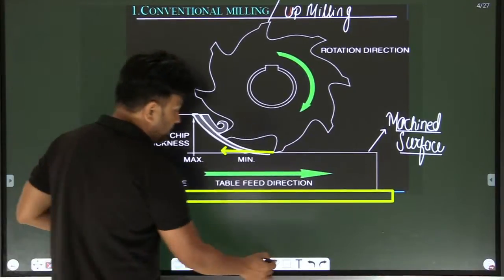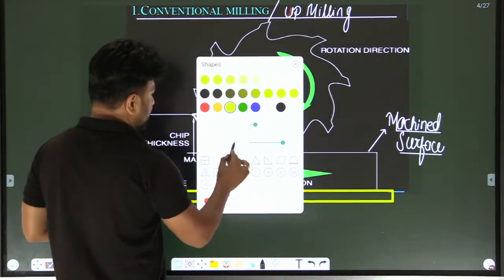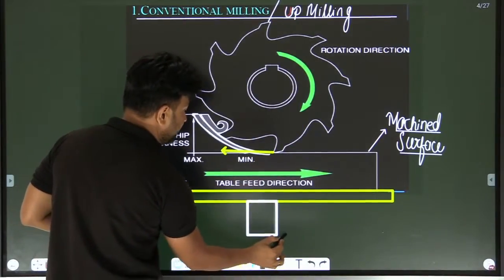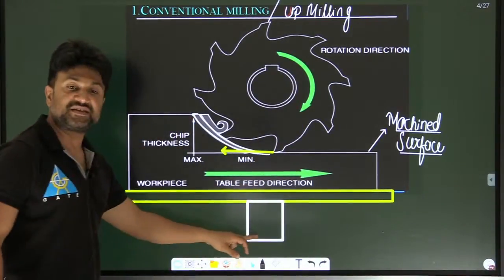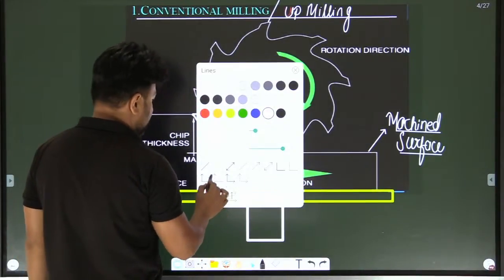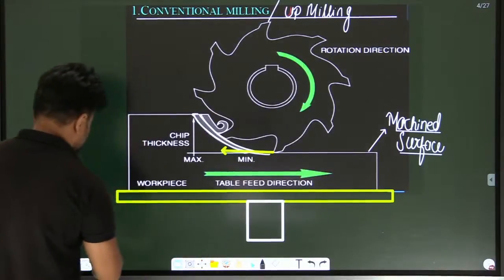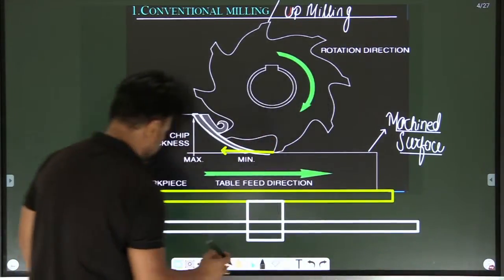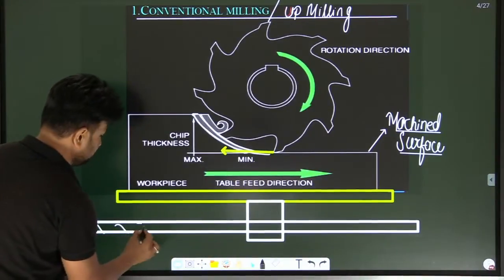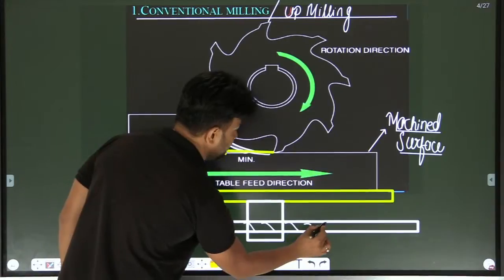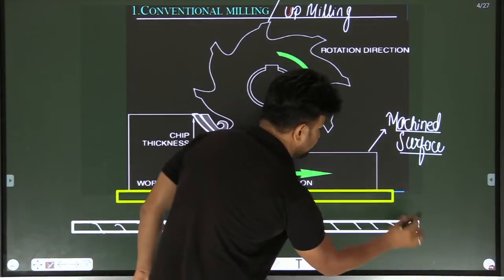Basically, below the work table, there will be a nut. This is the nut, my dear. And in the nut, there will be a lead screw. This is a lead screw. Got it?